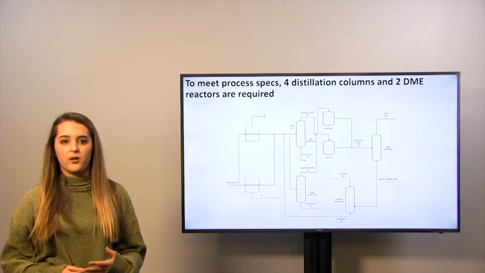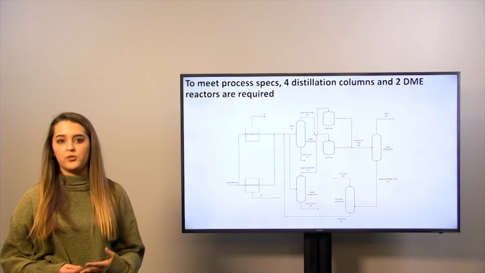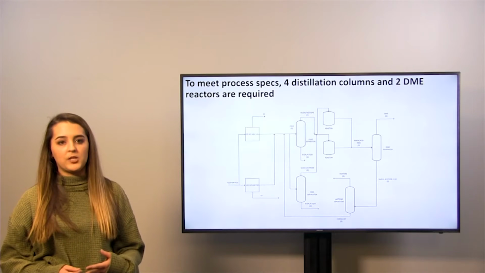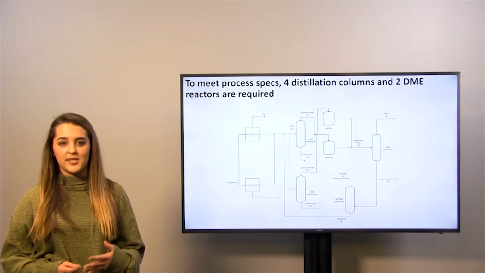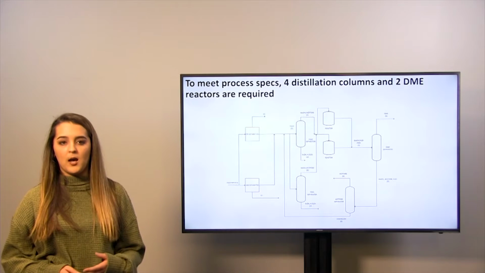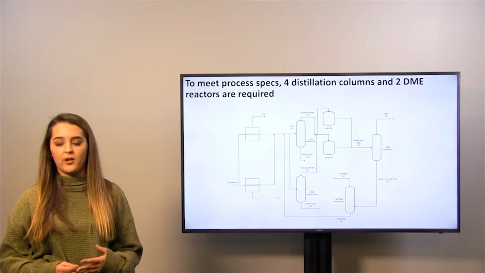Then this enters the first two feed separators, our first two distillation columns. We decided to go with two identical distillation columns because there's a high flow entering, and also to minimize the reflux ratio.